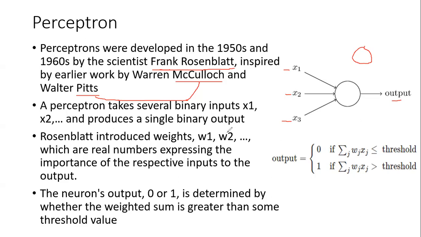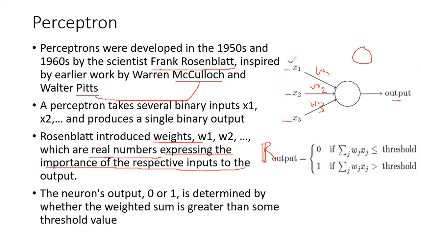It was Rosenblatt who introduced the concept of weights. He said that the input you are giving, just multiply by the weights. So this is W1, this is W2, and this is W3. Clear? They are real numbers, meaning they can take values from minus infinity to positive infinity. They express the importance of the respective inputs to the output, similarly to the way I showed you my grading scale. You just assign weights according to importance.